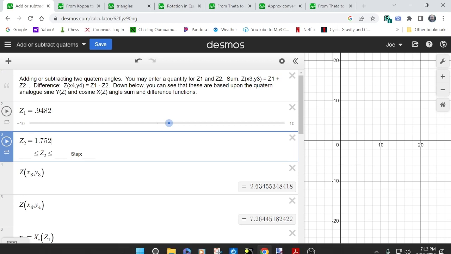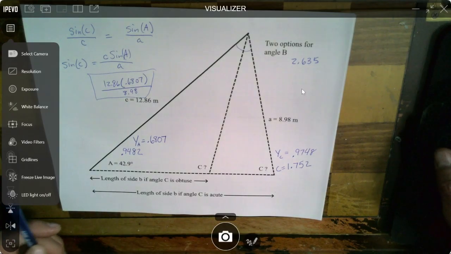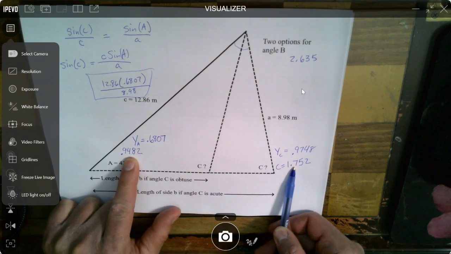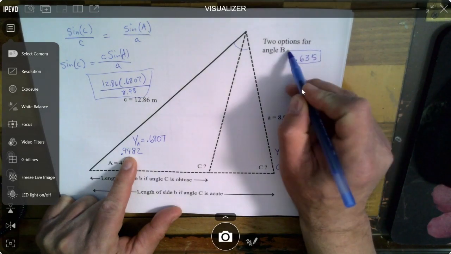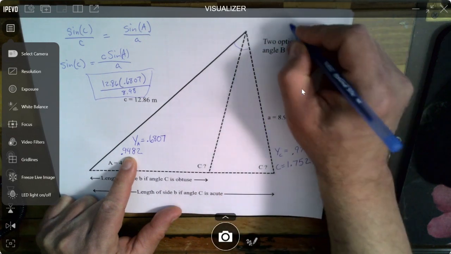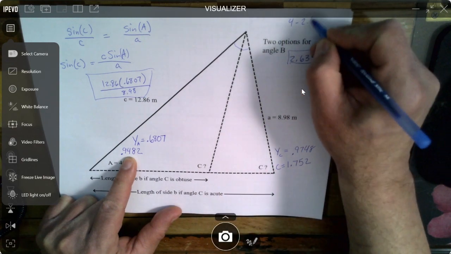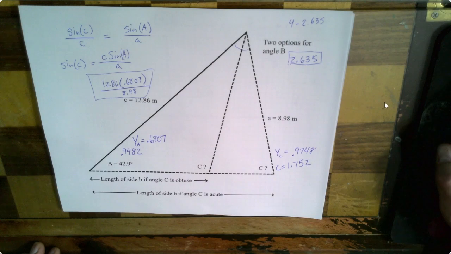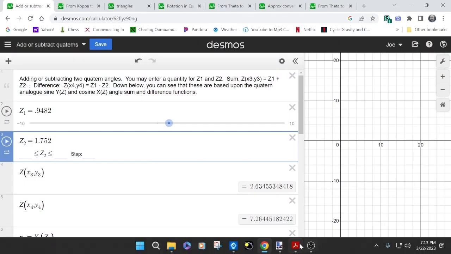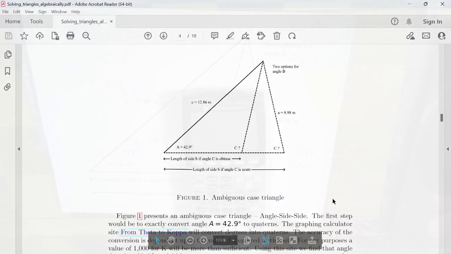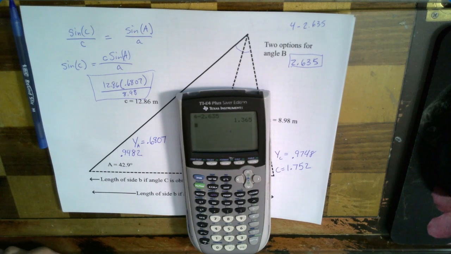It equals this. So coming back to my paper, I found out using the rules of quaternion addition that adding these two together gives me this. This is not angle B, but angle B must be 4 minus this. And when I subtract those two, I have this option for angle B, which must be 1.365.